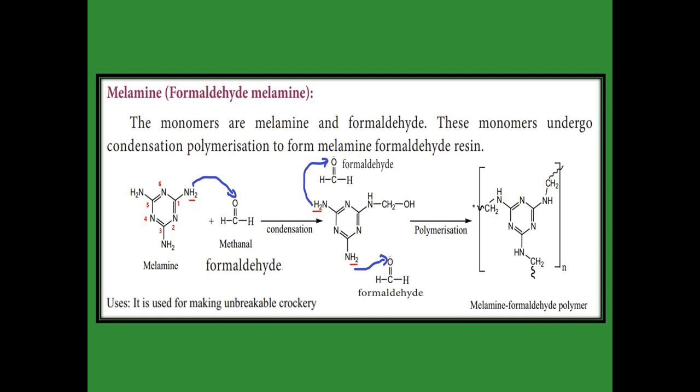In that compound, the amine on the first carbon is attached with the formaldehyde. In the same way, the third carbon and fifth carbon possess NH2 groups. That NH2 group gives one hydrogen to formaldehyde. That formaldehyde is now attached with the amine of the third and fifth carbon as CH2OH. If it is attached n times, we get the melamine formaldehyde polymer.